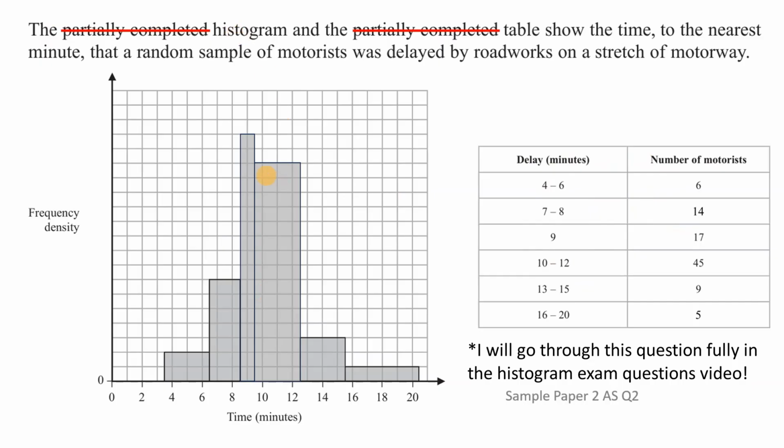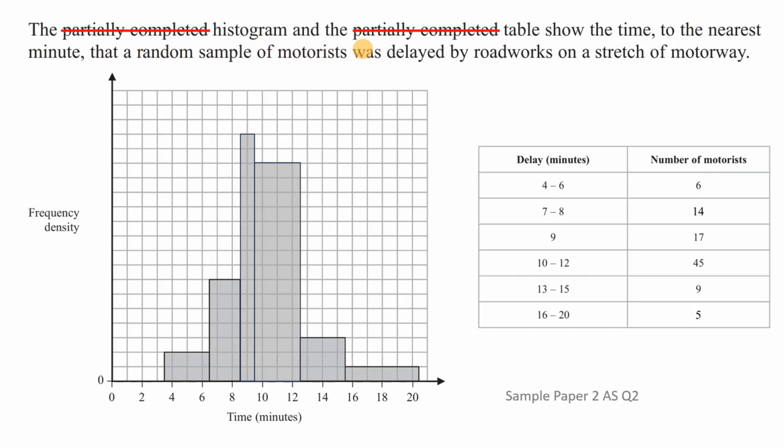So here we just have a histogram and we have a table that show the time to the nearest minute that a random sample of motorists was delayed by roadworks on a stretch of motorway. So we have this grouped frequency table here. So this is when they were delayed between 4 and 6 minutes. This is when they were delayed between 7 and 8 minutes. And this is when they were delayed between 9 minutes and so on. And then this is a histogram representing this data, okay?